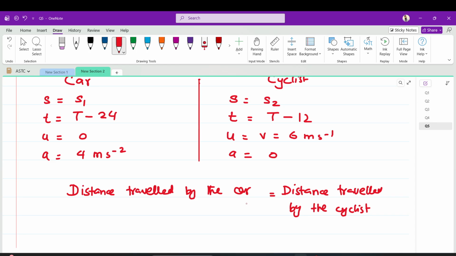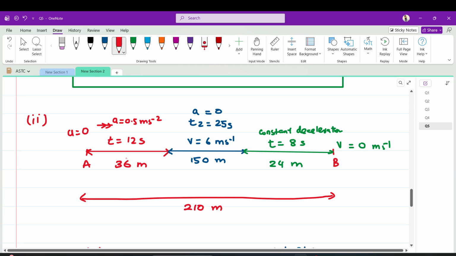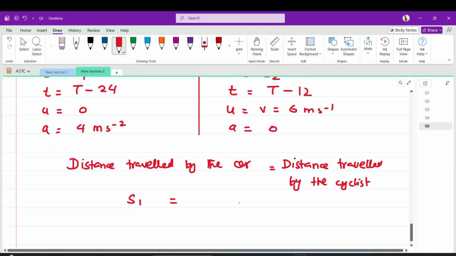Now, the distance traveled by the car will be S1, right? But the distance traveled by the cyclist is not just S2, because remember, this S2 is the blue region that we are talking about. What about this 36 meters? We haven't taken that into account, right? So the distance traveled by the cyclist will be 36 plus S1. Oh, sorry, plus S2.